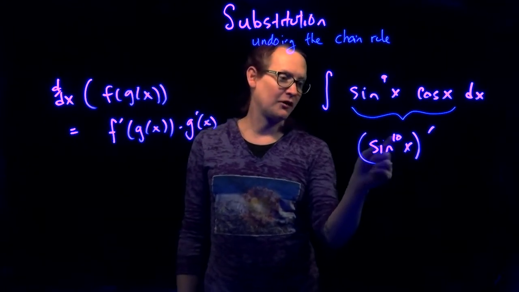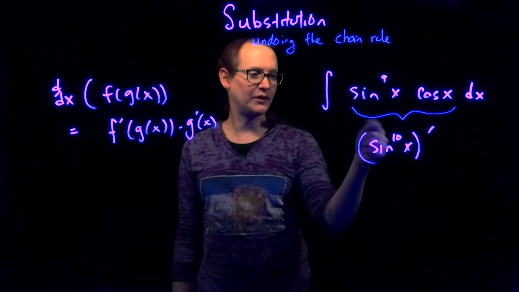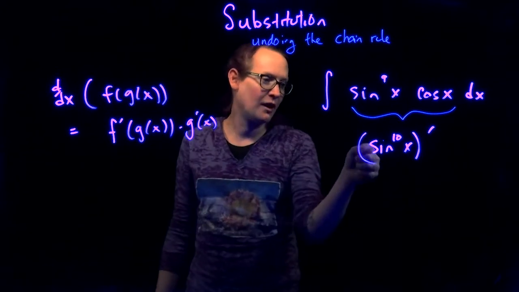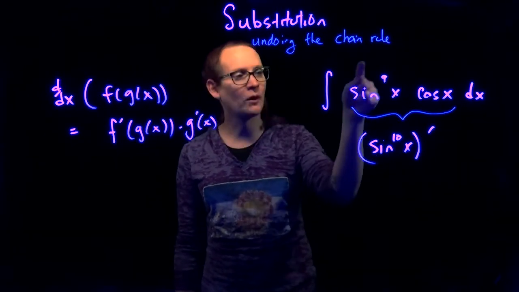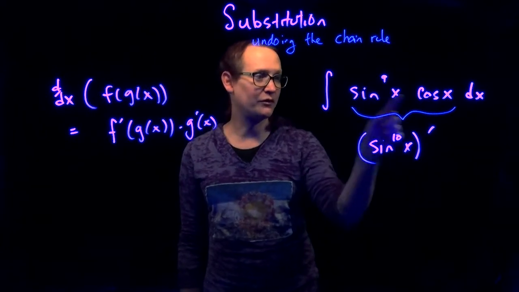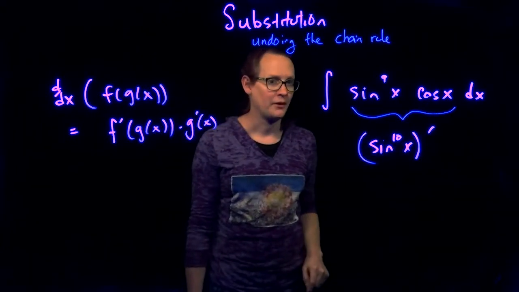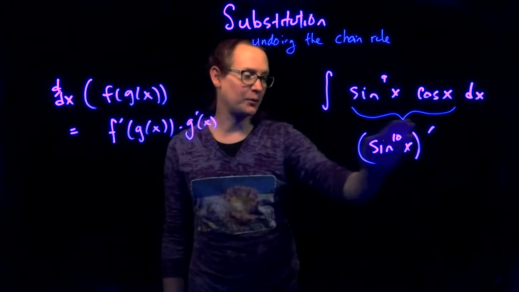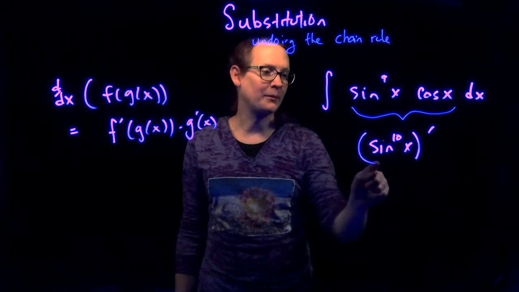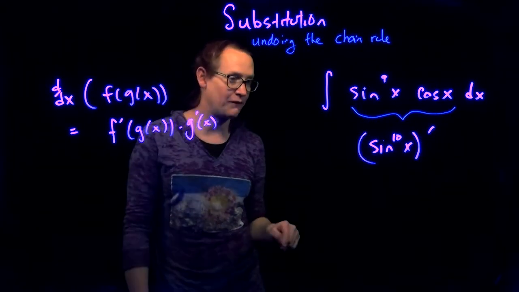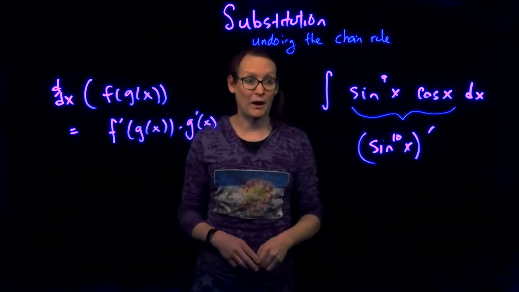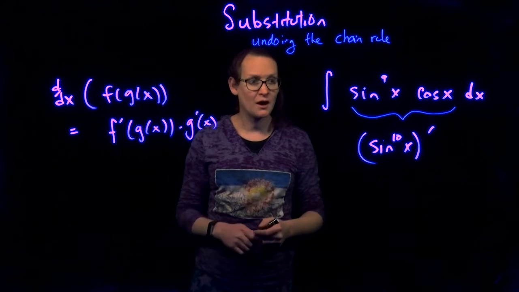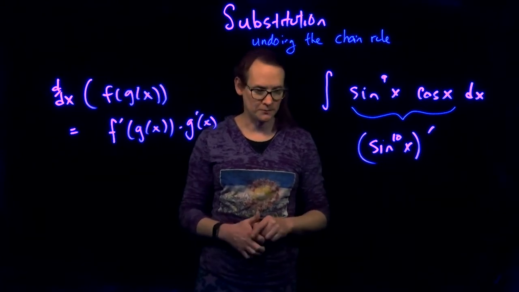So I've got something to the 10th. When I take the derivative of this, my 10 is somewhere else, and I'd have that thing to the 9th power times the derivative of the inside. And the derivative of sine is cosine. So this integrand is the derivative of a composition of functions, which is what makes it a great candidate for the method of substitution.